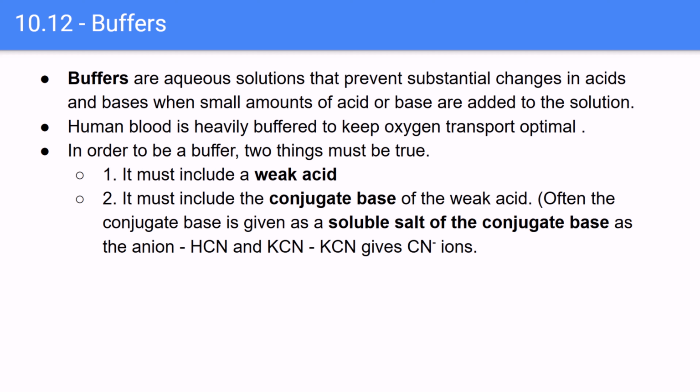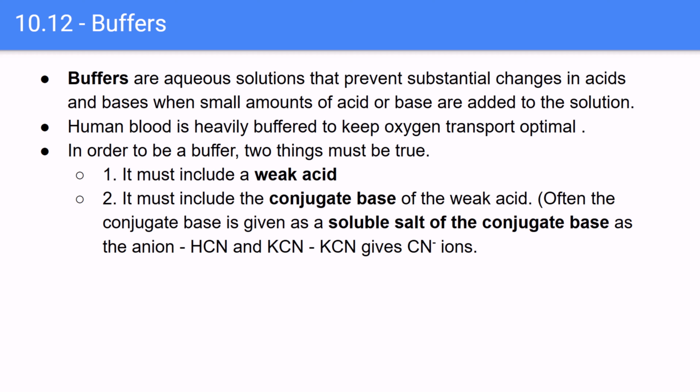All right, so kind of the last big topic we're going to go through and cover are what are known as buffer solutions. Now, buffers are aqueous solutions that prevent substantial changes in pH. And that's very, very important because, like we've mentioned before, the human blood has a very narrow range of pH. It has to be heavily buffered to prevent changes in pH because that keeps oxygen transport optimal if we have a pH range somewhere between 7.3 and 7.5.